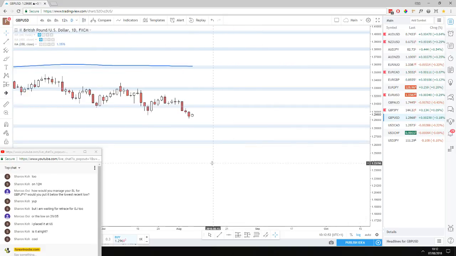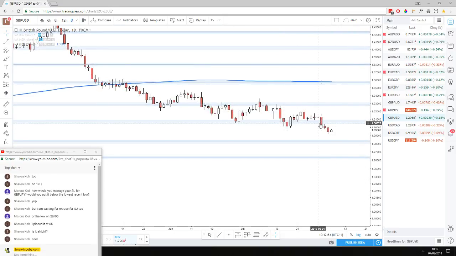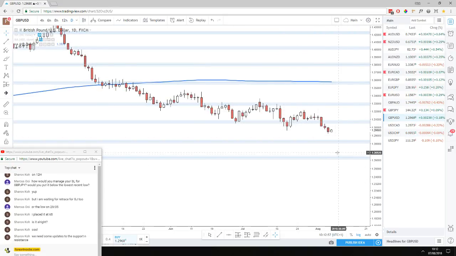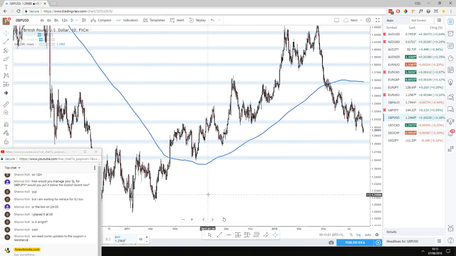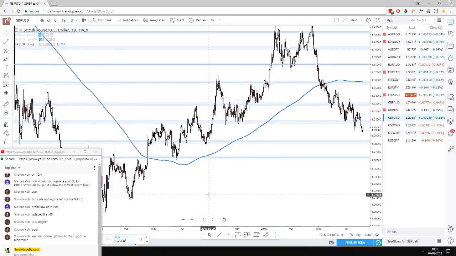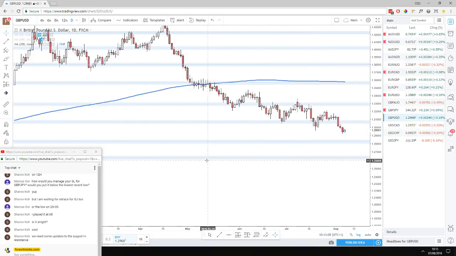So I'm a little surprised to see GBPUSD having fallen again, which is quite cool. But yeah, there's no potential setup here right now.